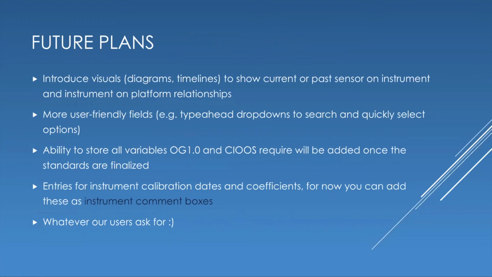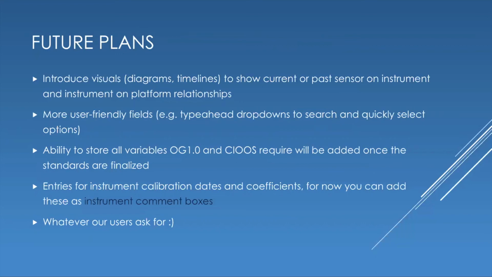For now, our future plans include introducing dynamic visualizations to expand beyond the basic Django interface. We would like to have a diagram of equipment configurations so you can see at this time what instruments were on a platform and what sensors were on those instruments in one visual. This is a work in progress. We'd also like to have timeline graphs of equipment relationships, so what a given piece of equipment was connected to over time. To ease data entry, we would like to add some common, though not native to Django fields like type ahead drop-downs, so it's easier to make selections from a long list of options.